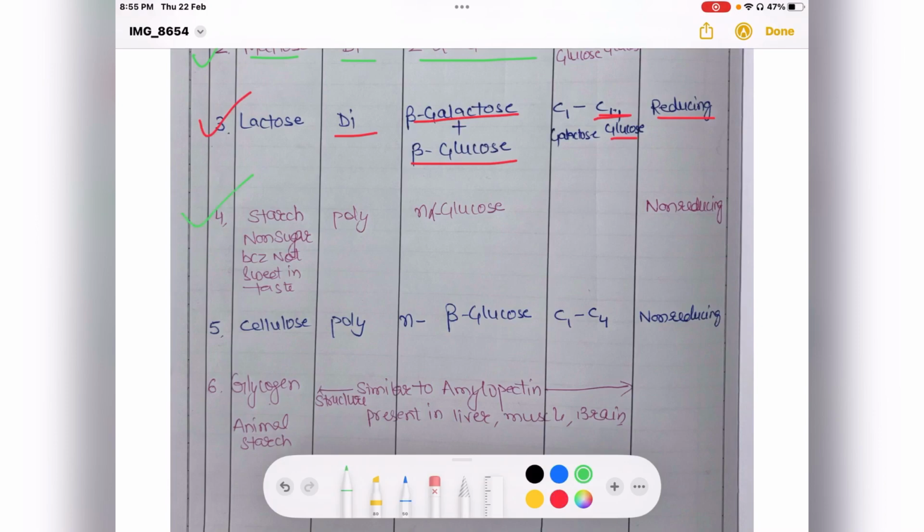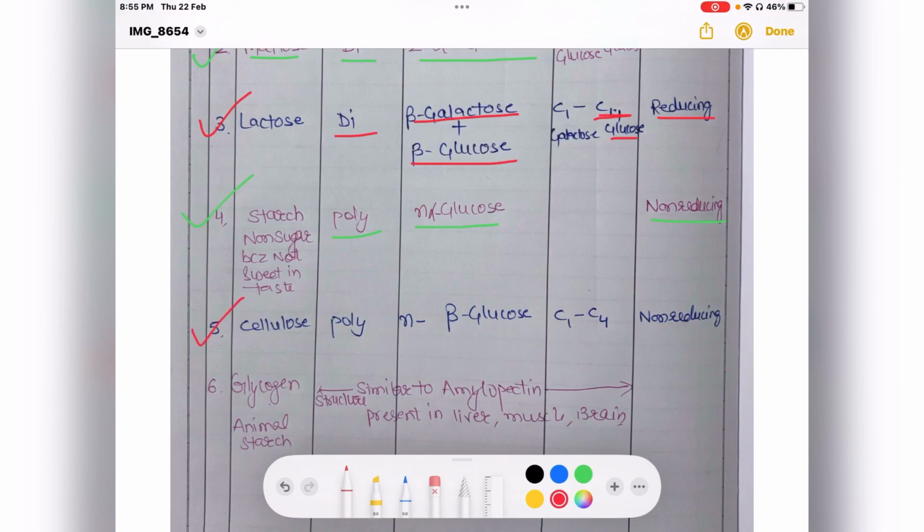Next is starch. Starch is a polysaccharide, because on hydrolysis it gives n units of alpha glucose. This starch is further classified as amylose and amylopectin. Whether it is the amylose part or the amylopectin part, both are non-reducing, and starch is also a non-sugar because it is not sweet in taste.